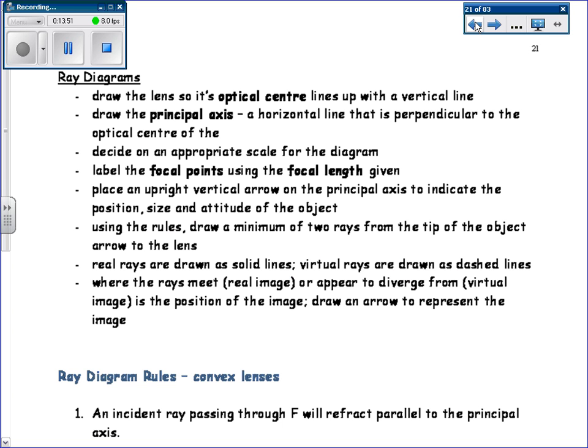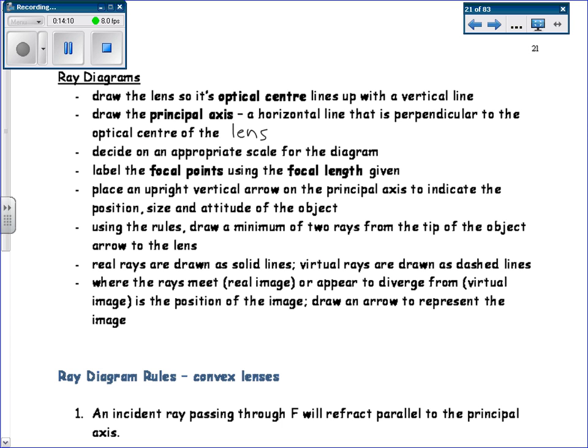So if you have to draw the lens on, draw it so that its optical center lines up with one of the vertical lines on the grid. Then draw the principal axis. The principal axis is the horizontal line that is perpendicular to the optical center of the lens. Somehow missed the word there.